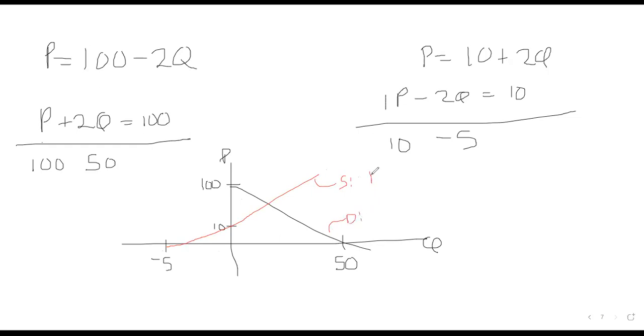So our demand was what? P is equal to 100 minus 2Q. And here our supply was what? P is equal to 10 plus what? 2Q. So this is how the sketching is done.